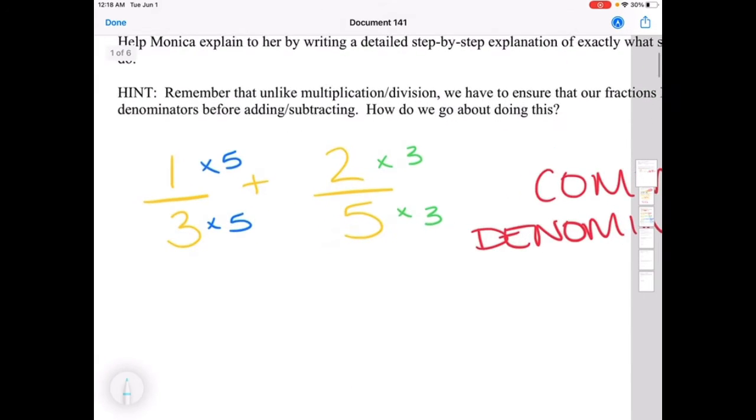And here, notice that I'm multiplying both the numerator and the denominator. Whatever you do to the numerator, you must do to the denominator, and whatever you do to the denominator, you must do to the numerator. So whatever you do to the top, you do to the bottom. Whatever you do to the bottom, you do to the top.